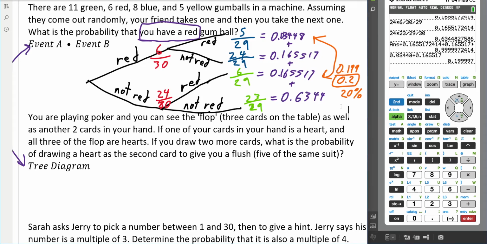Okay, so again, a tree diagram in very much the exact same way. I think we're going to need more space though.